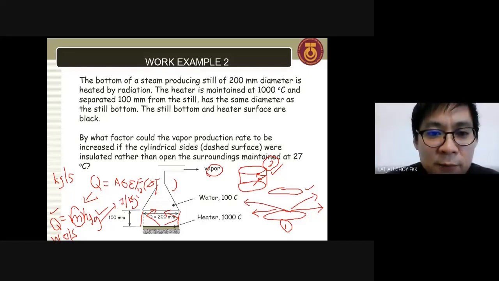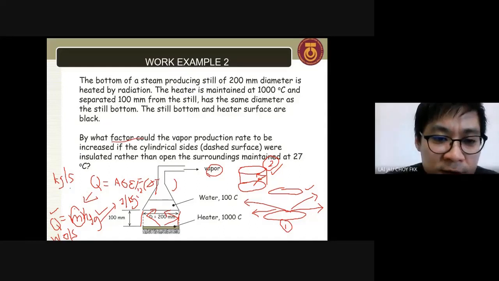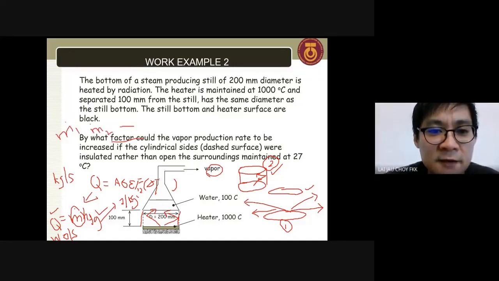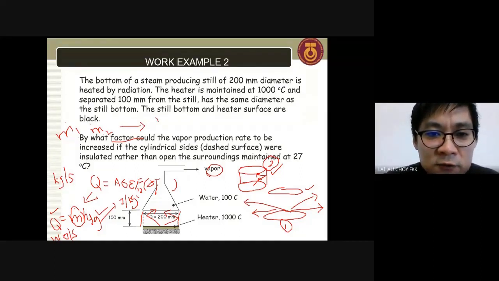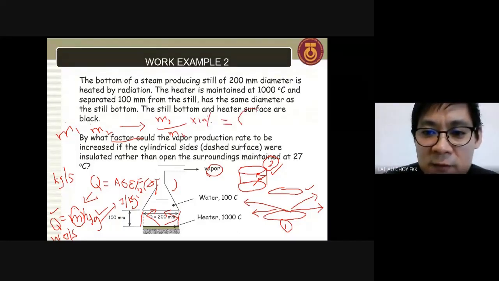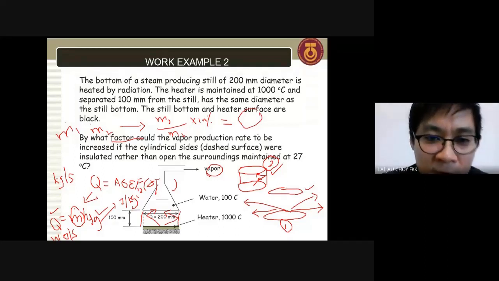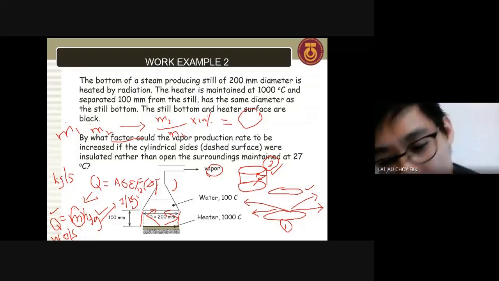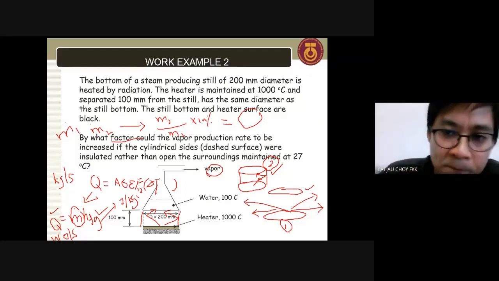You can compare by what factor, meaning you use m dot 1 compared with m dot 2. Then from there you can get the factor: m dot 2 divided by m dot 1 times 100%, then you can get the percentage, how many percent increment for vapor generation. So I want you guys to try solving this problem.